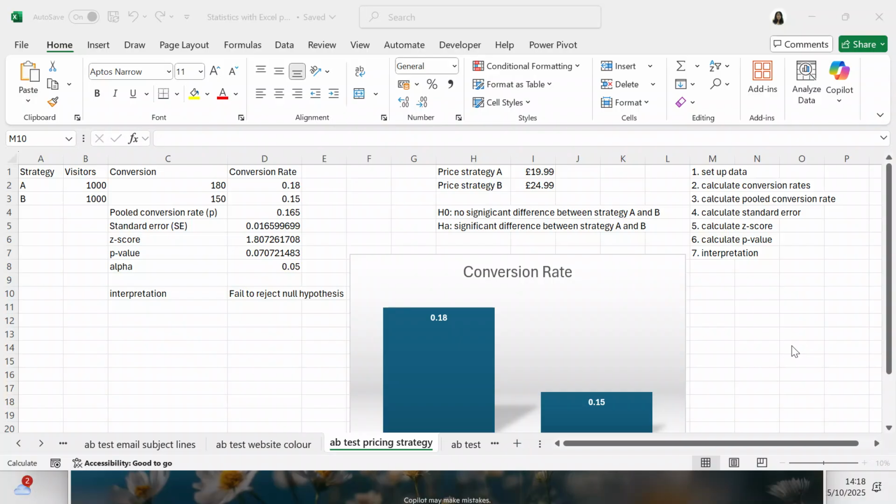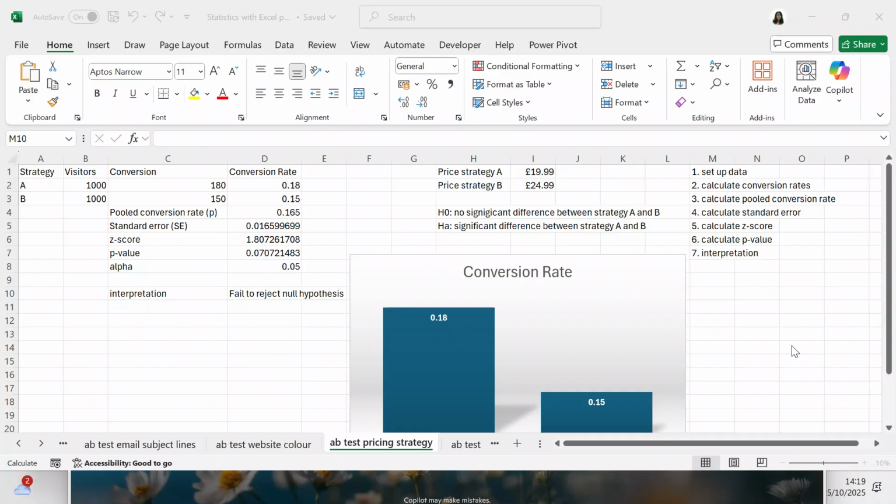In this video, we're going to use Excel to carry out an A/B test on a pricing strategy. The sequence of events that we're going to take is, number one, we're going to set up the data. Number two, we're going to calculate conversion rates. Number three, we're going to calculate a pooled conversion rate. Number four, we're going to calculate standard error. Number five, we're going to calculate the z-score. Number six, we're going to calculate the p-value. And number seven, we're going to calculate the interpretation. And those are the 7 steps that we're going to take to carry out this A/B test.